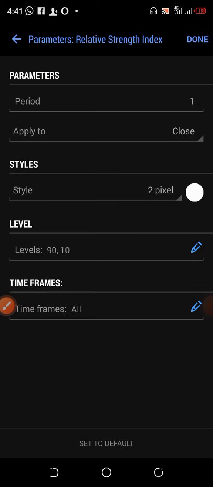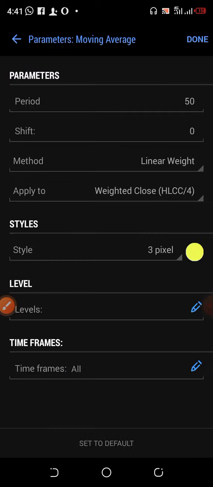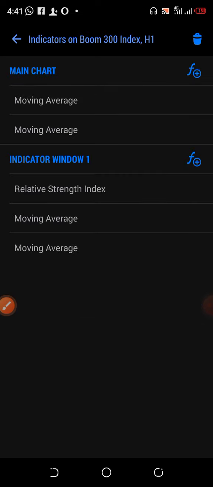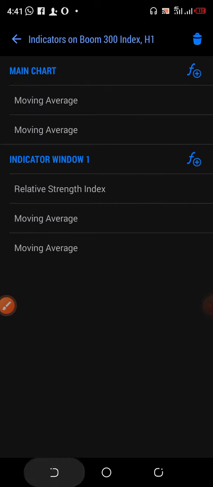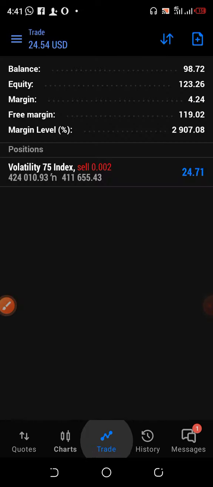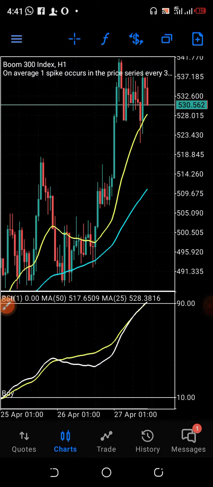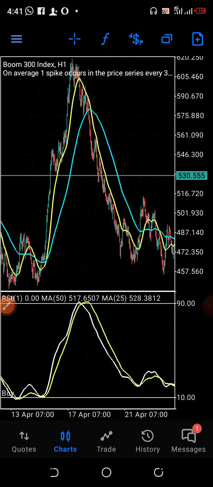Then the indicator window one is the relative strength index, which is RSI. You just screenshot it and follow it. I believe that some of you have grown up. This is 50, linear weighted, weighted close. Choose your style. Then the last one is 25. That is what I have. That is the indicator window one. That is what you have on the screen here.